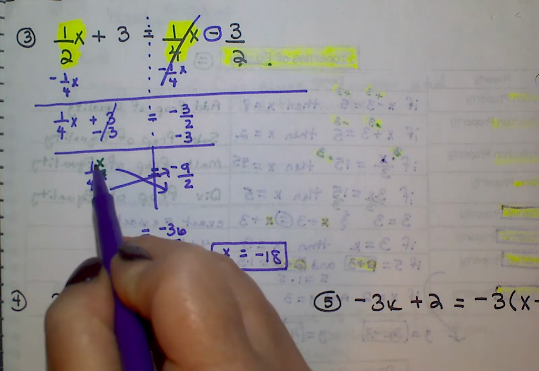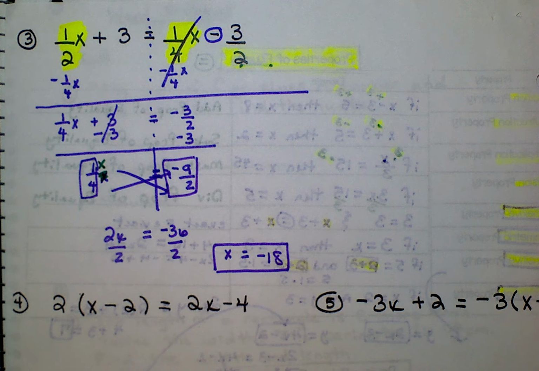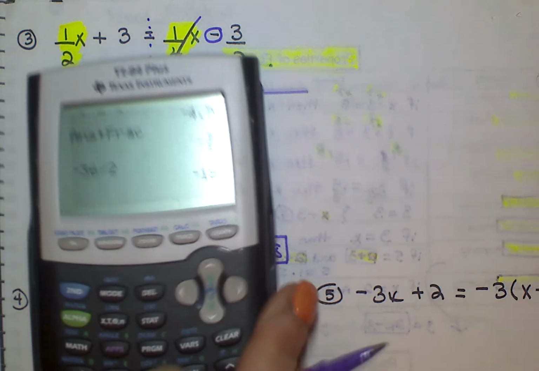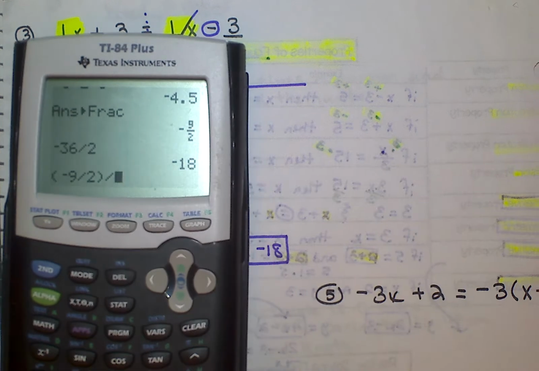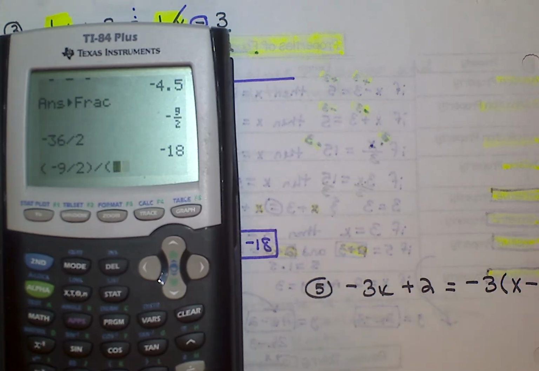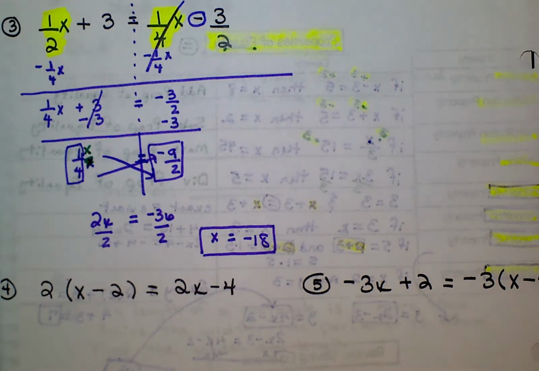Now, if you decide to divide by that 1/4 to the -9/2, it's very important that you use parentheses around that when you're dividing the fractions, because otherwise you will mess up when you're using a calculator. So notice that gives you -18. So if you divide a fraction, make sure you put parentheses.